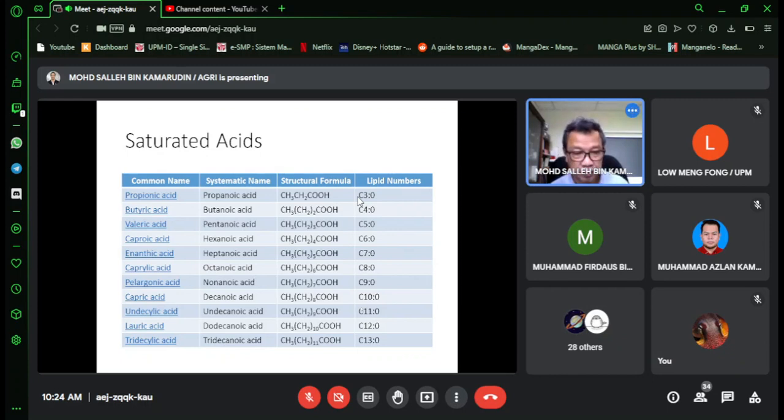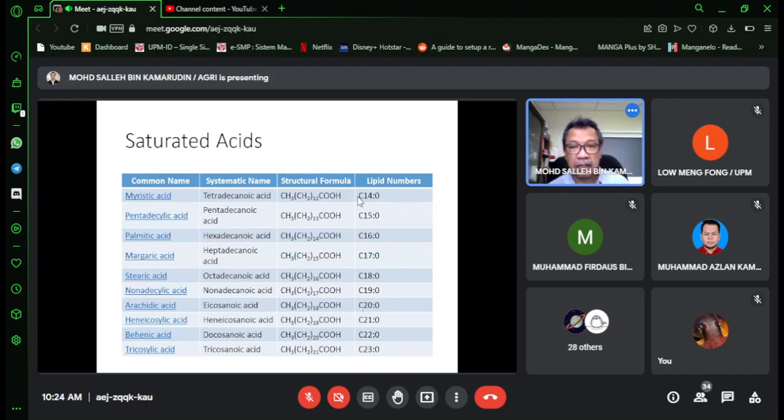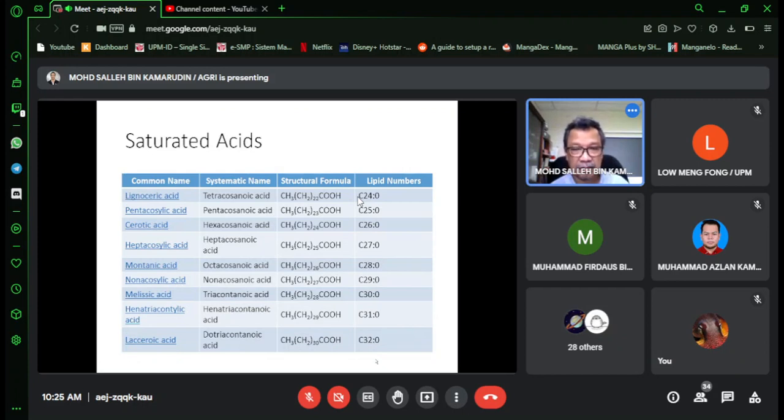Ya. Ada banyak ya, sampai C30 paling panjang, kalau tak silap saya. They are saturated without any double bond. Salah saya. Tadi saya dah go through pun saya miss juga lagi. Dan then we have lacquerasic acid ya. Dia ada carbon C30.